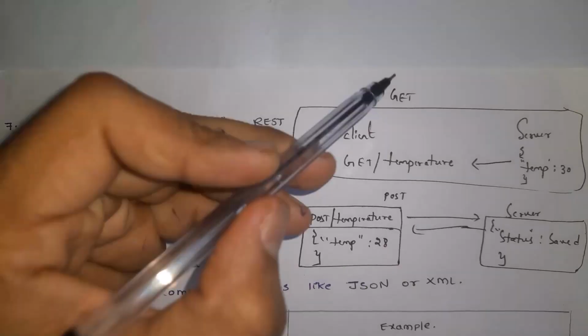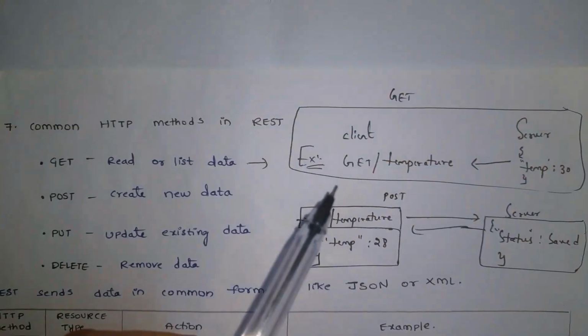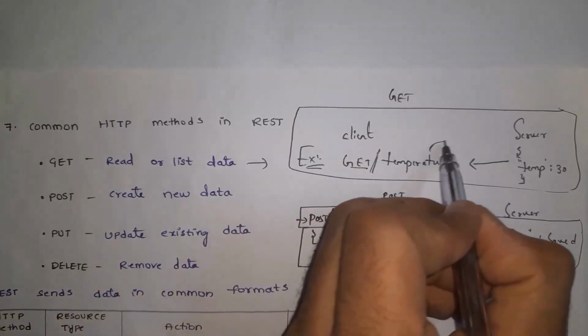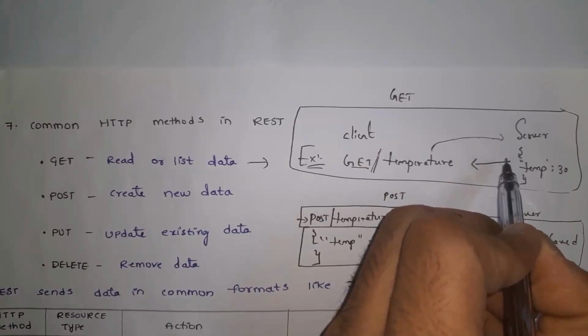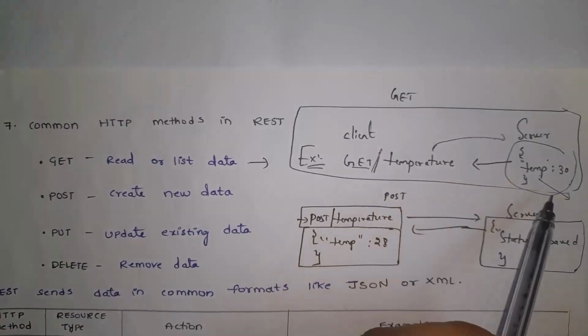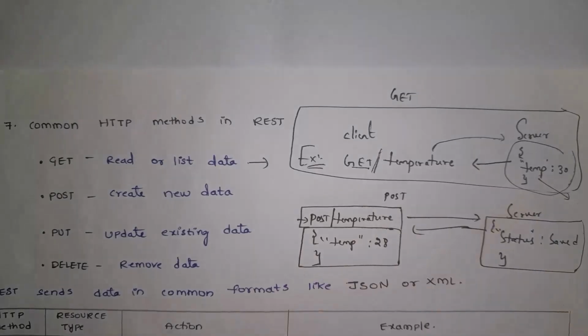For example, by using the GET method, the client is asking for the temperature from the server, like GET /temperature. And whenever the client sends this request, the server will give a response like temperature 30 in curly braces. This is JSON, that is why we included it in curly braces. And similarly, the second one is POST.